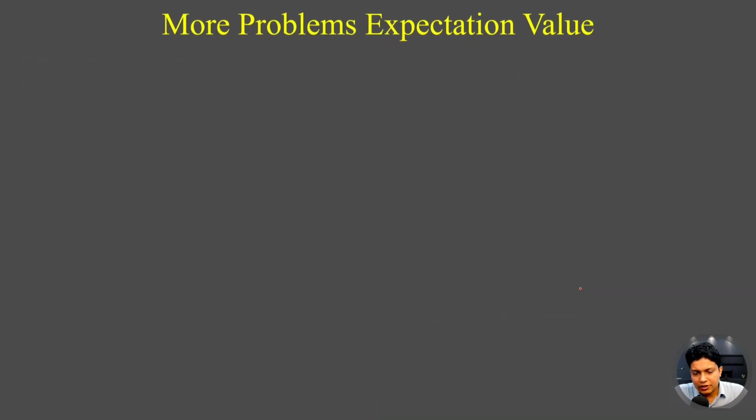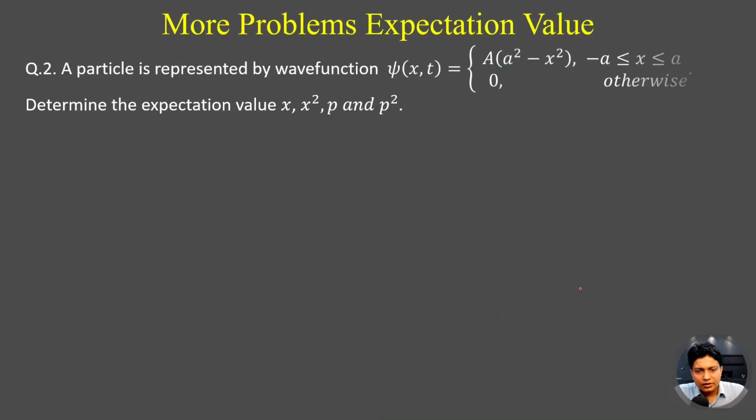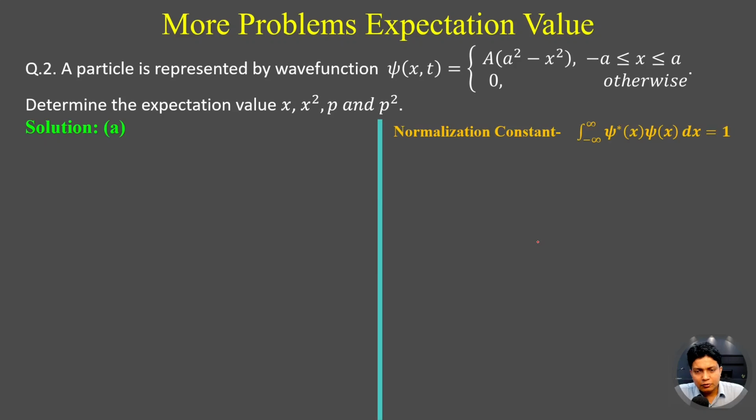Now the third problem is: a particle is given by the wave function psi x equal to A into a square minus x square, for x between minus a and plus a, and otherwise the wave function will be 0. Determine the expectation value of x, x square, p and p square. Now let's try to solve this. So first we have to calculate the value of A. This is the normalization constant.